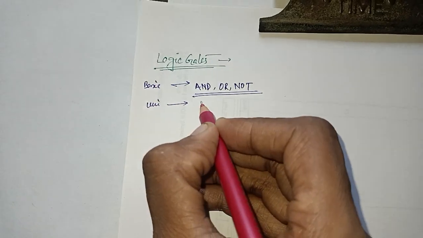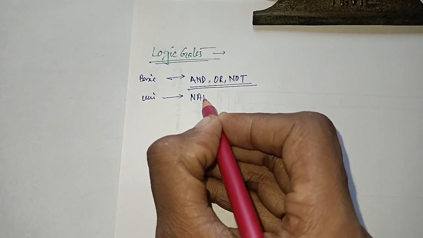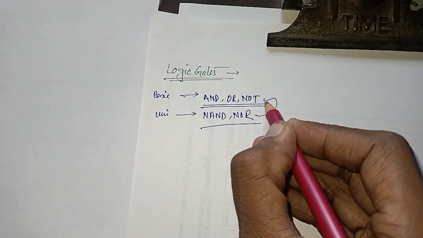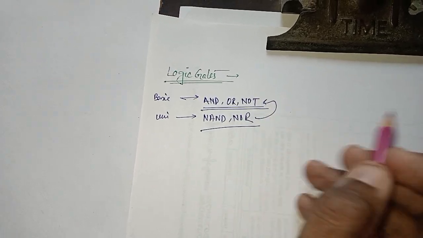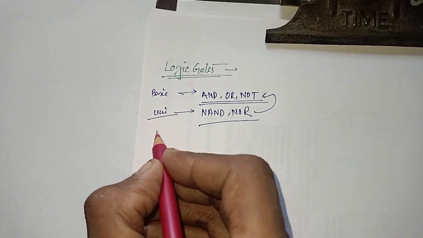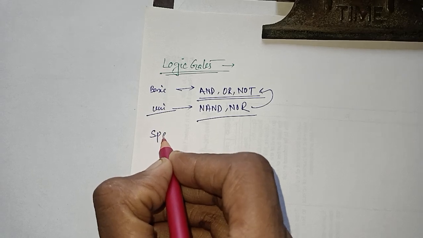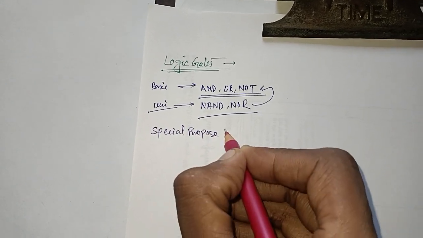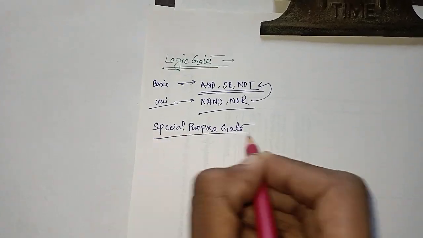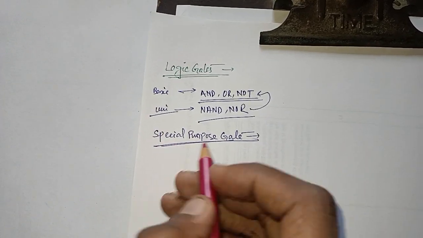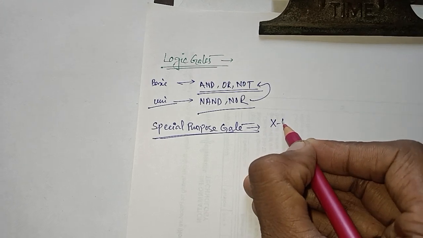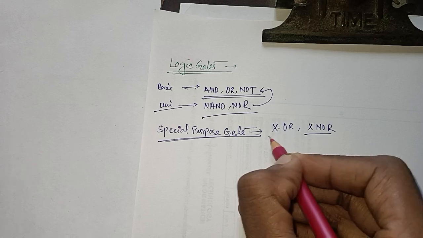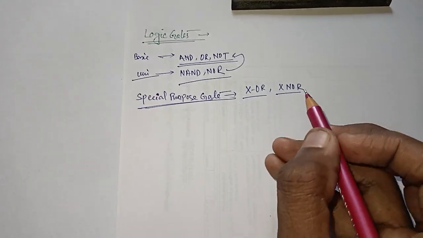So what is a universal gate? NAND gate and NOR gate are called universal gates. Why? Because we can implement these two gates using all the other gates. And we have the special purpose gates. In the naming we know that this is a special gate. The special purpose gates are XOR gate and XNOR gate. Why special, we will discuss later.